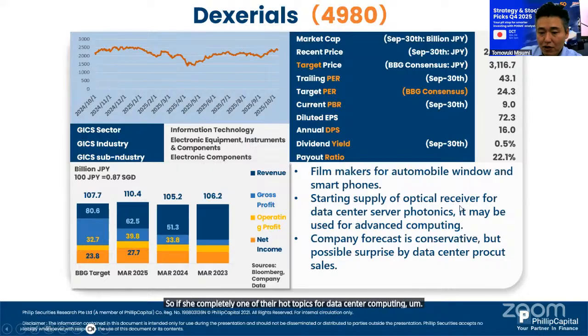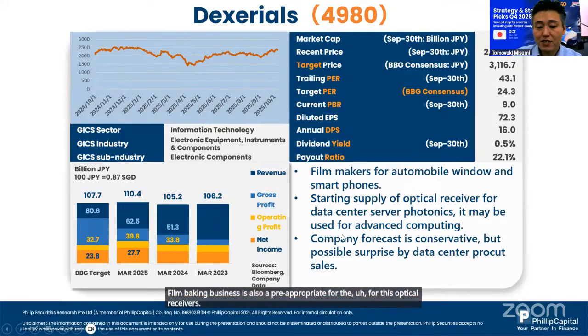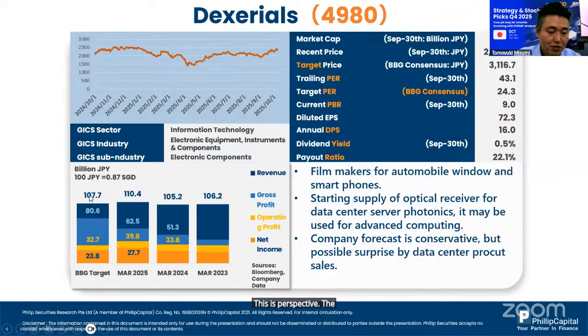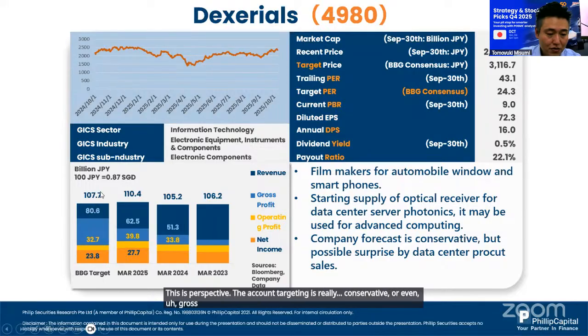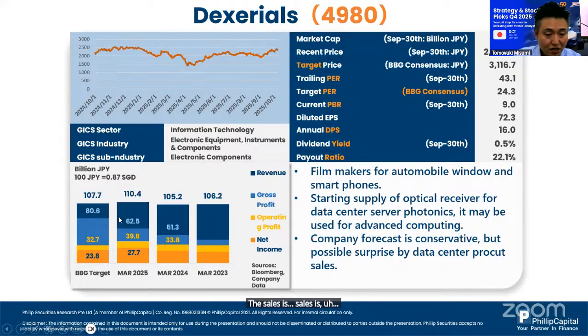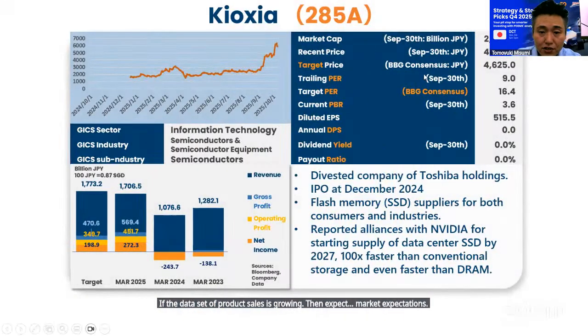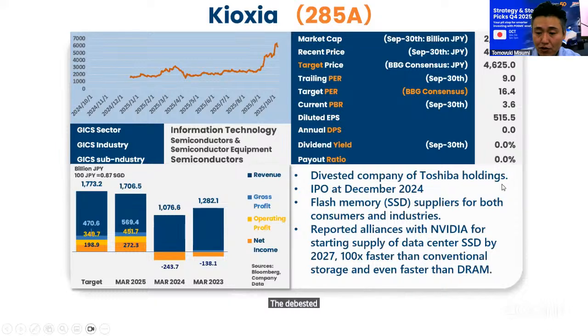They are starting to supply an optical receiver, and their film making business is also applied for these optical receivers. This is prospective. Their targeting is really conservative, even though gross profit is improving, the sales are not growing. But it may create a surprise if data center product sales grow more than market expectations. And Kioxia is a company divested from Toshiba Holdings.